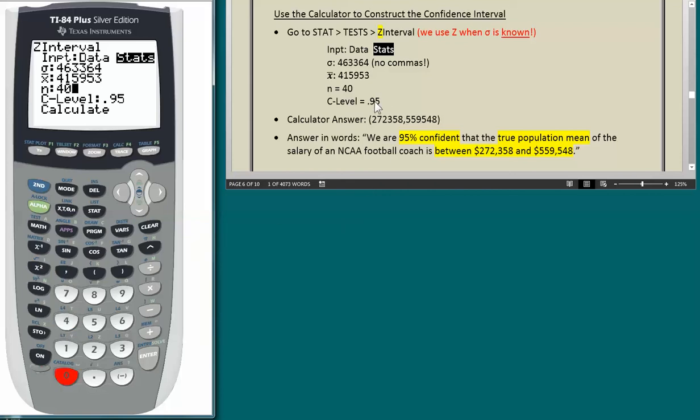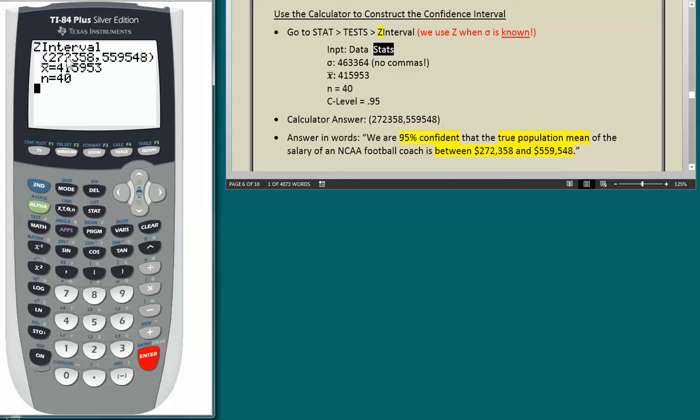The confidence level, and the problem tells you, it will say construct a 90% or a 95% or a 99% confidence level. In this case, it said 95%. So our C level, our confidence level is 0.95. So we're going to go on down to calculate and hit enter. And it very quickly gives us our answer.